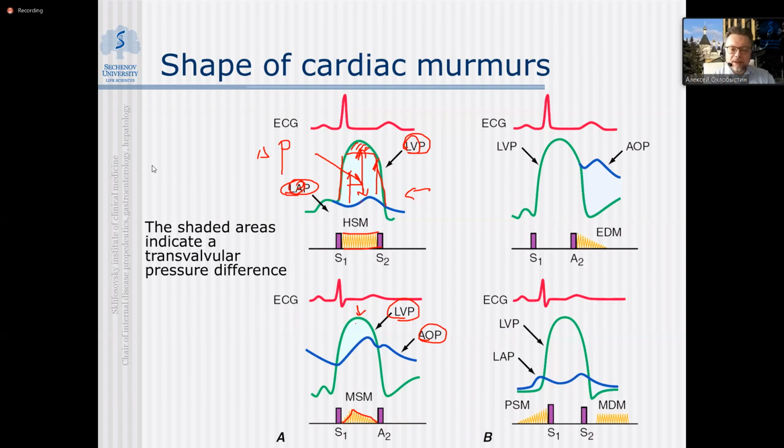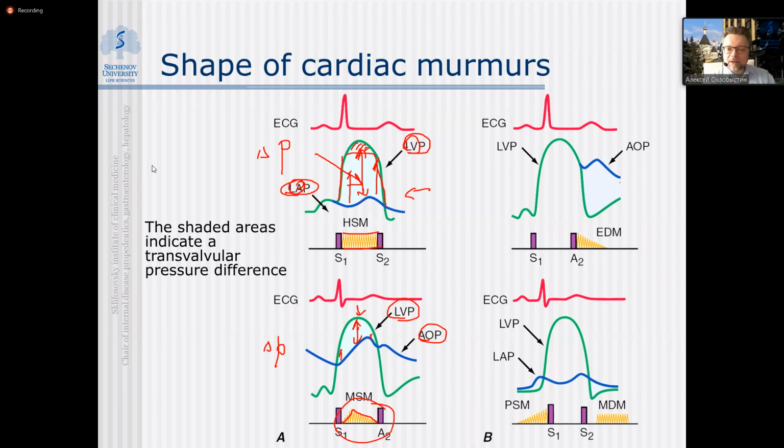And therefore, in the middle of the systole, maybe slightly earlier, you'll get highest pressure gradient. It will be smallest at the beginning and at the end of systole. Therefore, you'll get diamond-shaped pressure gradient and diamond-shaped murmur.